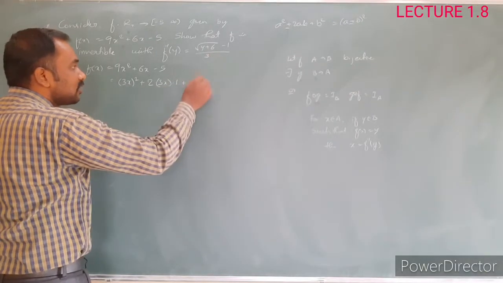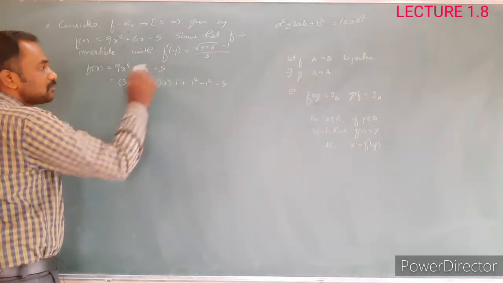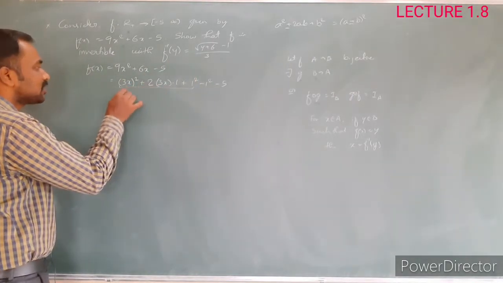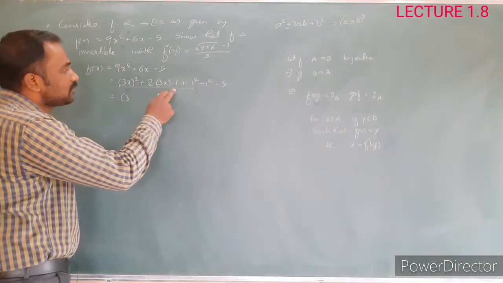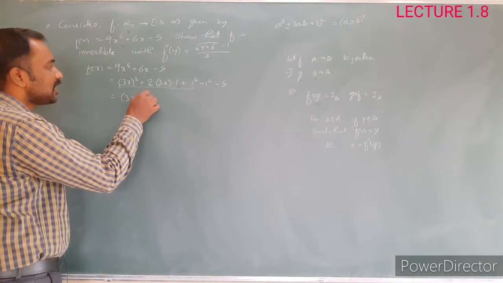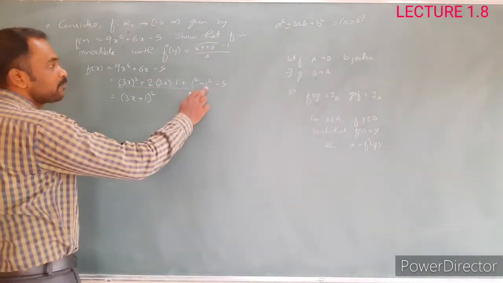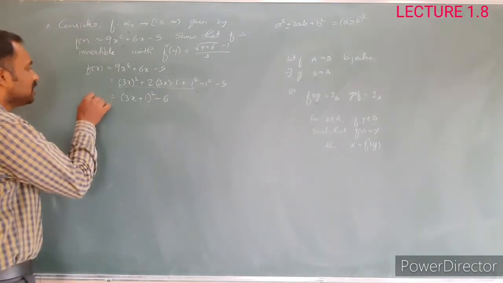Now I need the b square, so add b square and subtract b square, or else we can split this minus 6. Now the first three terms are exactly of the form a square plus 2ab plus b square, that means (a plus b) whole square, which becomes (3x plus 1) whole square. So minus 1 minus 5 becomes minus 6.